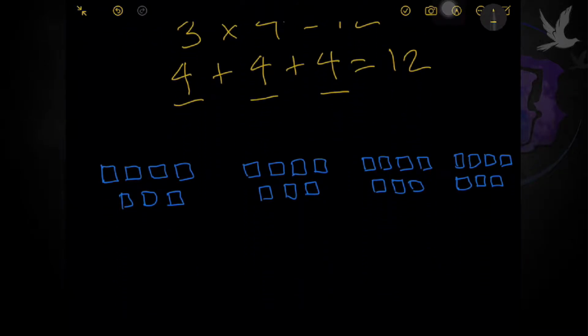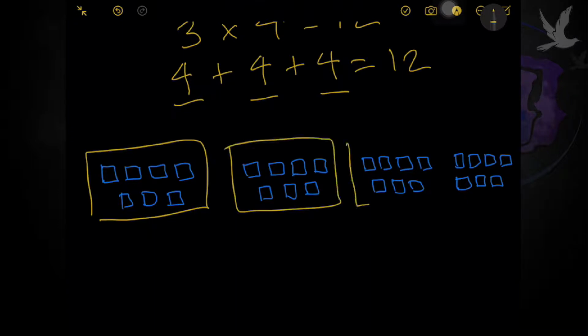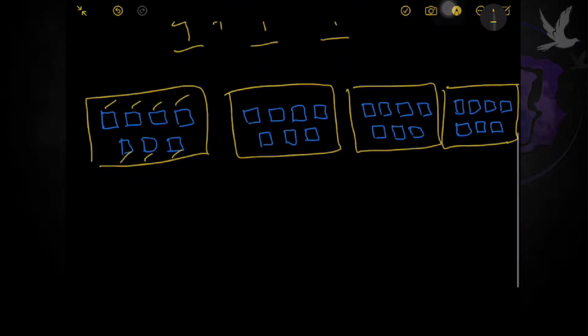We have squares now. Sorry for my not so perfect squares. We have 1, 2, 3, 4 groups of squares. How many squares do you see in each group? We have 1, 2, 3, 4, 5, 6, 7. So we have 7 units for each group. 7 squares. How many groups do we have? 1, 2, 3, 4. There are 4 sevens.